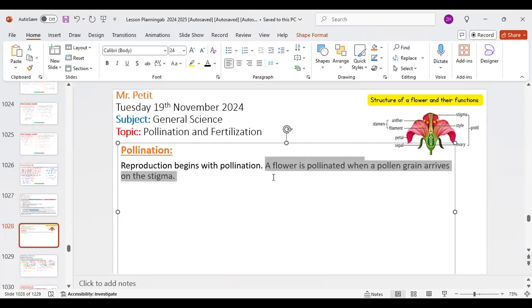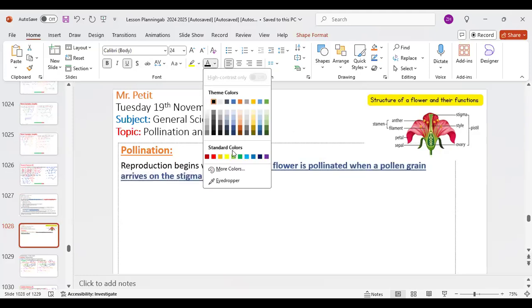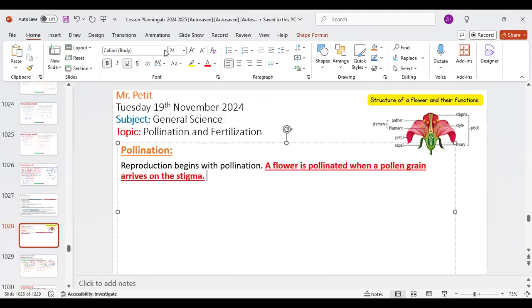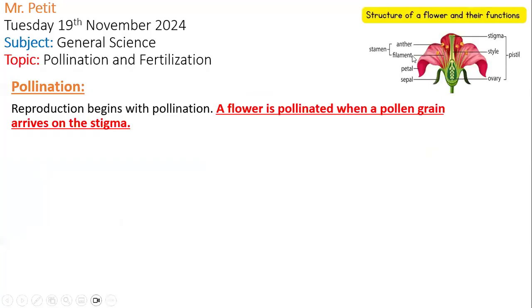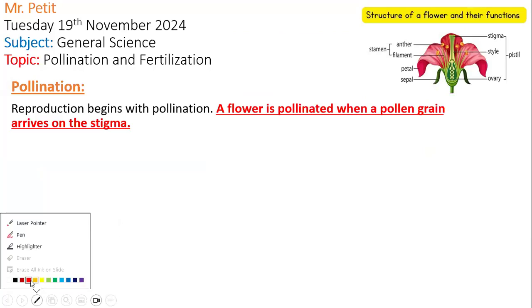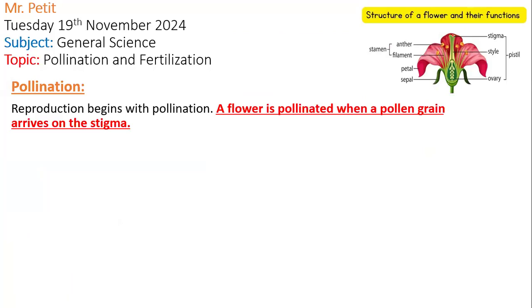So this is very important to know: when does pollination happen? When is a plant considered to be pollinated? Pollination is when that pollen lands on the stigma, right? That's right there. When we have pollen there, that's what we call pollination, when pollen arrives on the stigma.